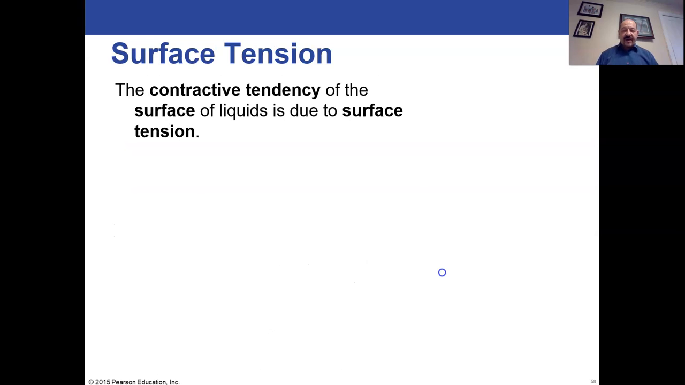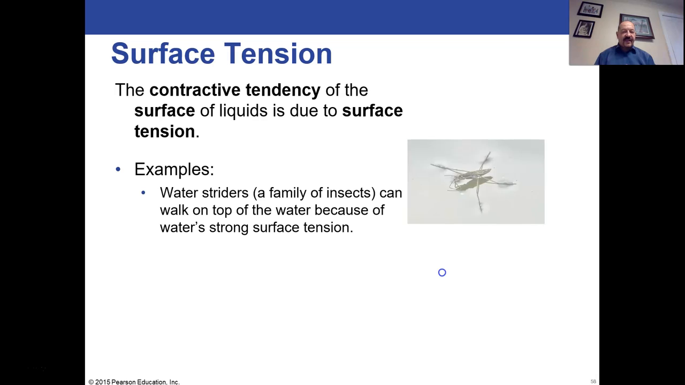All right, so let's talk about another completely different topic, surface tension. Surface tension is the contractive tendency of surfaces of liquids. So what does that mean? That means when you have liquid, it will tend to pull on itself in order to make a stiffer surface over the top of that liquid.